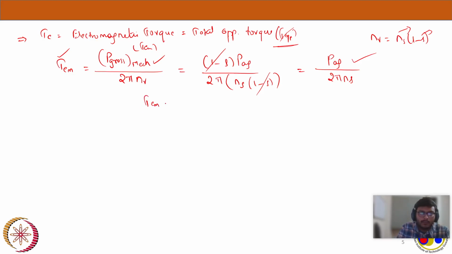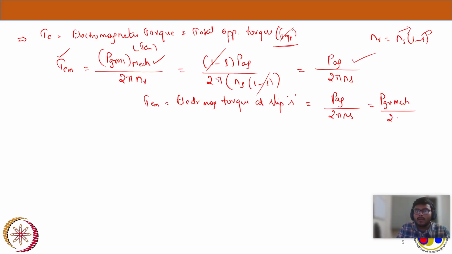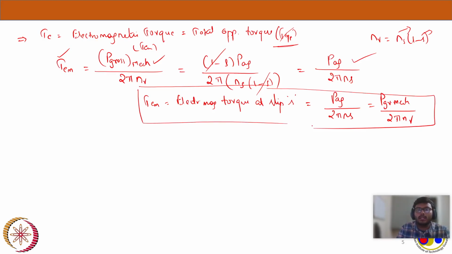So TEM, the electromagnetic torque at slip S, is equal to P air gap by 2 pi ns, which is equal to P gross mechanical by 2 pi nr. So this is another important torque relation. This is combined.